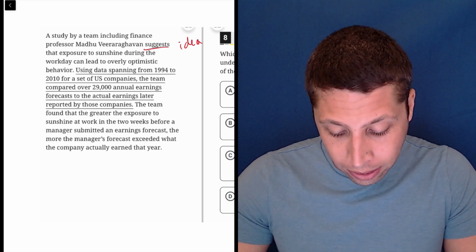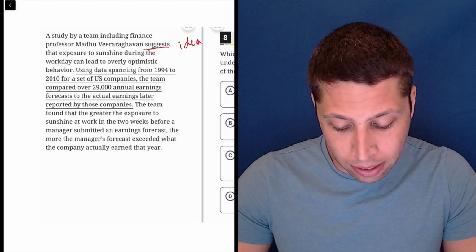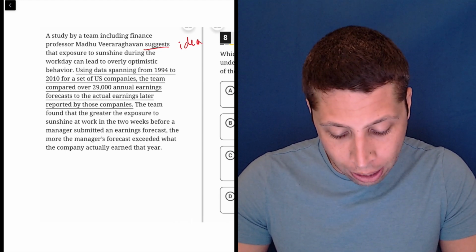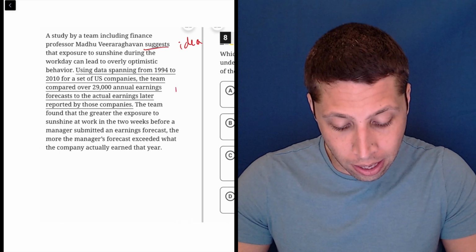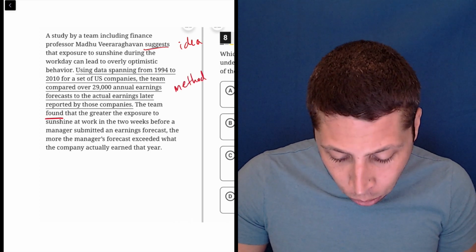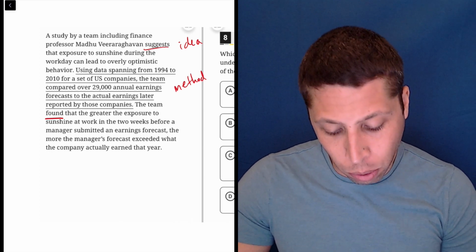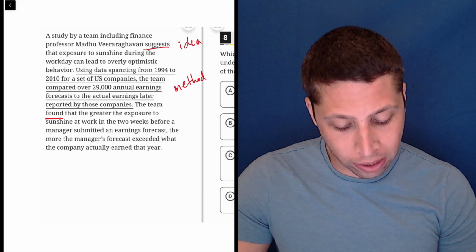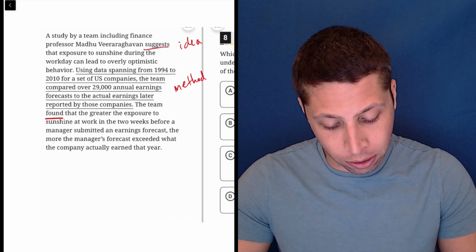Using data spanning from 1994 to 2010 for a set of US companies, the team compared over 29,000 annual earnings forecasts to the actual earnings later reported by those companies. So this is like the method that they used. The team found that the greater the exposure to sunshine at work in the 2 weeks before a manager submitted an earnings forecast, the more the manager's forecast exceeded what the company actually earned that year. So this is the findings.